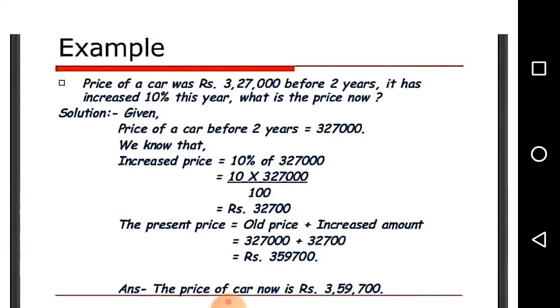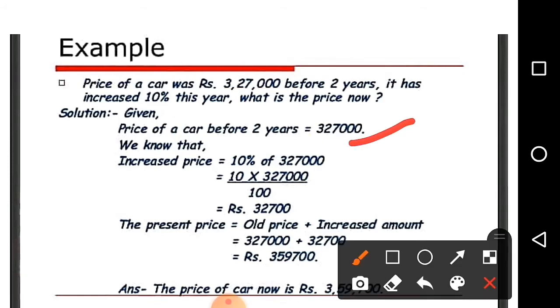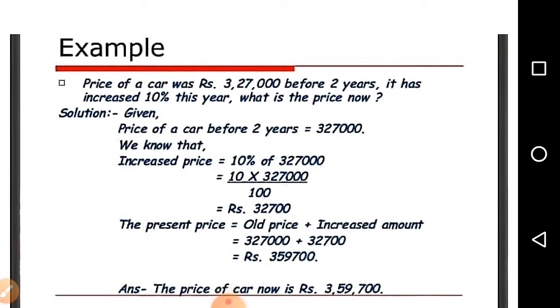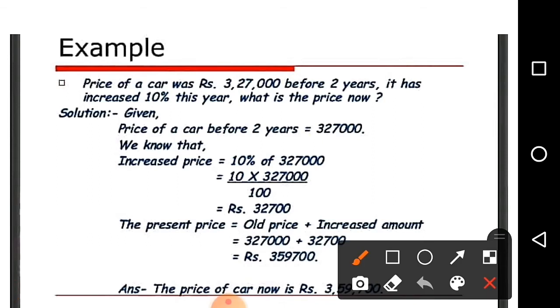First of all, it is given that the price of the car before 2 years is this much. Okay, so this information is given. We know that the increased price will be 10% of 3,27,000. So 10 upon 100. Of means multiply, so here we will multiply by 3,27,000. And after calculation, you will get this answer. The answer is 32,700. So this much is the price increased. The price is increased by 32,700.